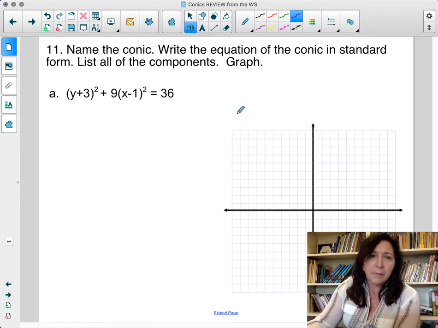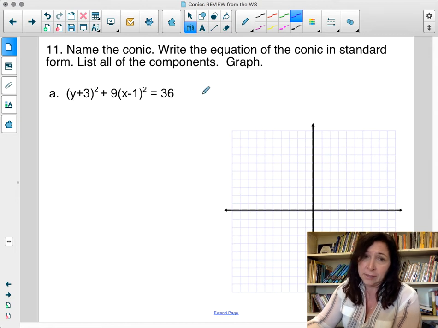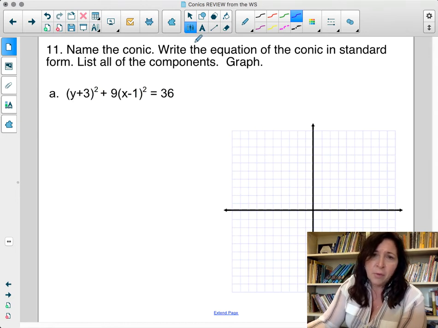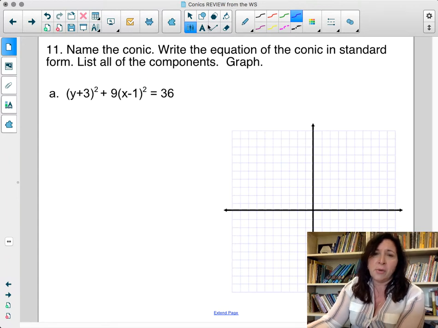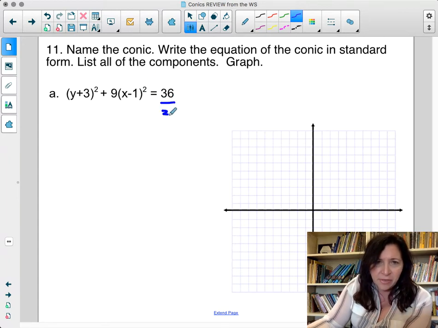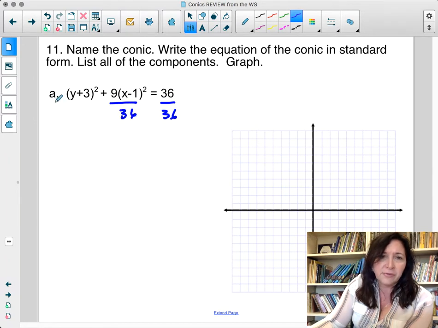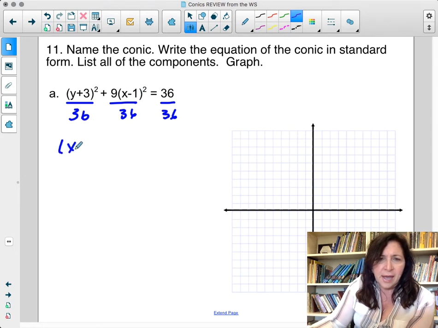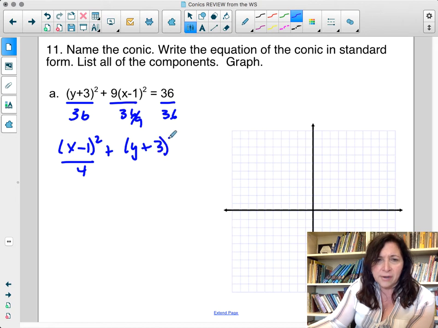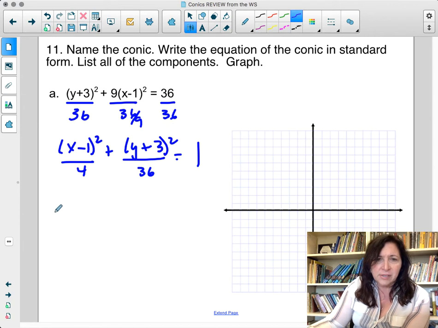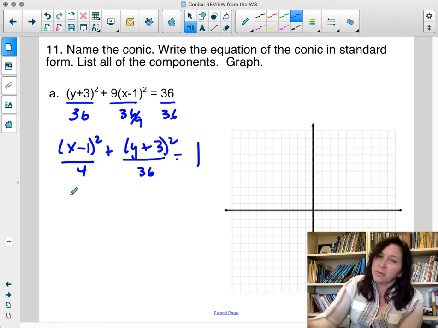The next problem, it says name the conic: ellipse, because they're both positive. Write the equation in standard form. List the components. Finally, let's divide by 36 on all these terms here. So dividing by 36, I'm going to put the x first. I like the x squared first. So this is going to be x minus 1 quantity squared over 4, since 36 divided by 9 is 4, plus y plus 3 quantity squared over 36 is equal to 1. In this equation, this is an ellipse, so that means I have a center.